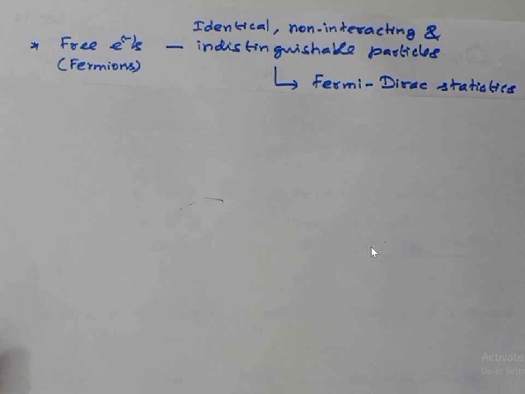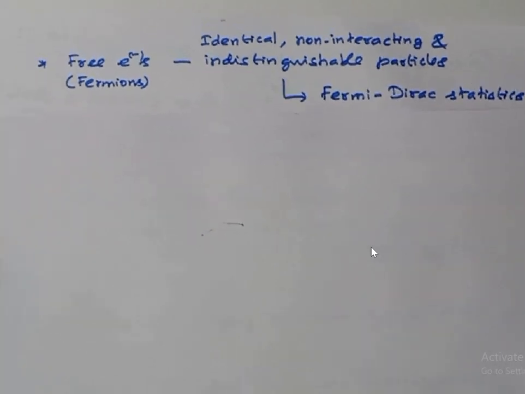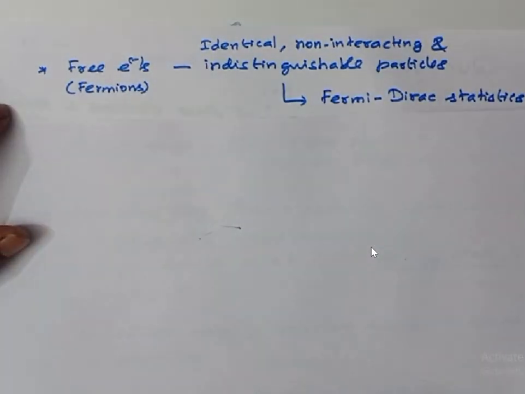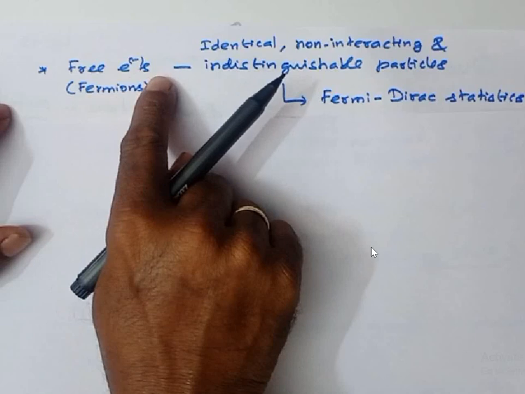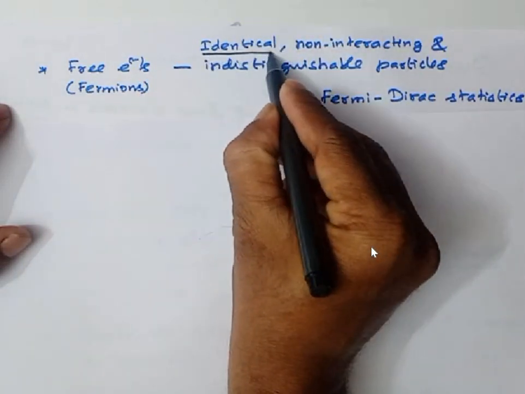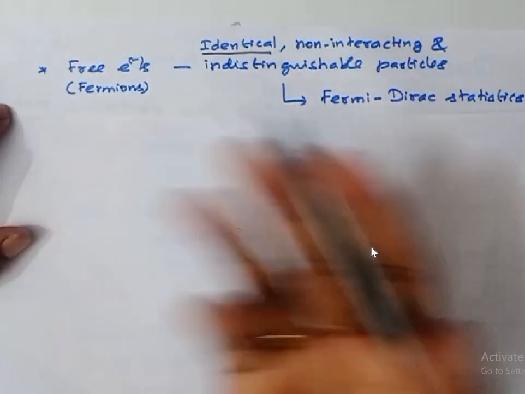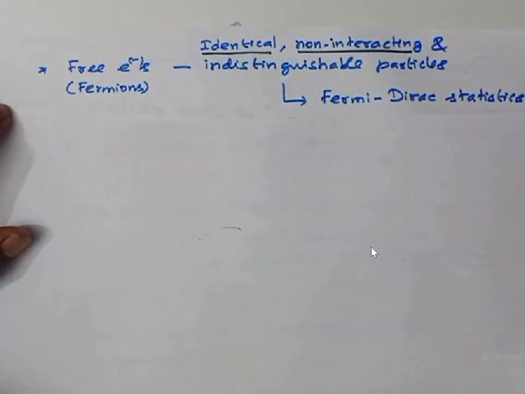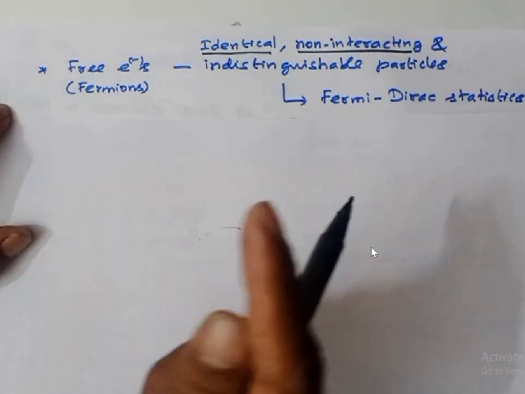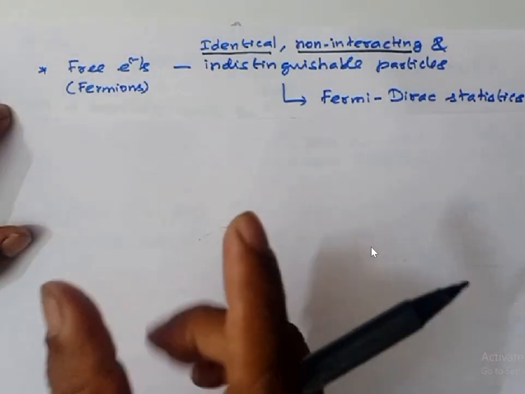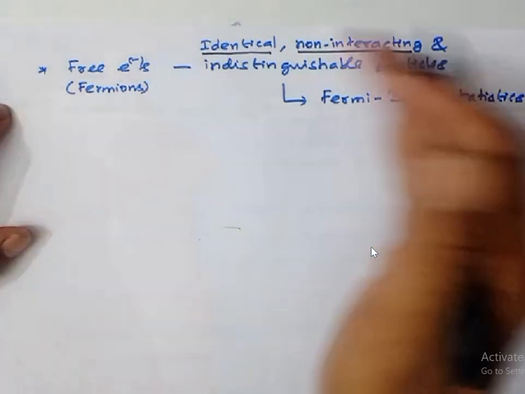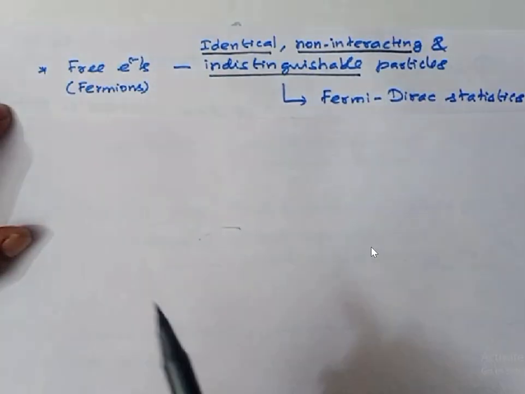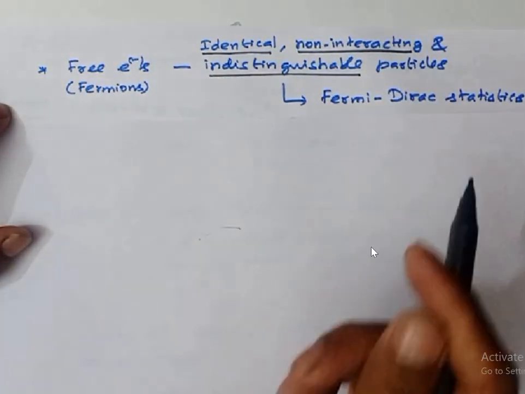Next point: these free electrons, also called fermions because they have half-integer spin, are all identical, since all are electrons. They are non-interacting. It was assumed that the particles are non-interacting, meaning between one electron and another there is no repulsion. The particles are completely non-interacting and indistinguishable. You cannot distinguish one particle from another.